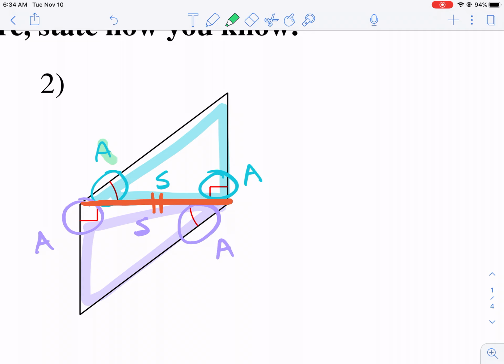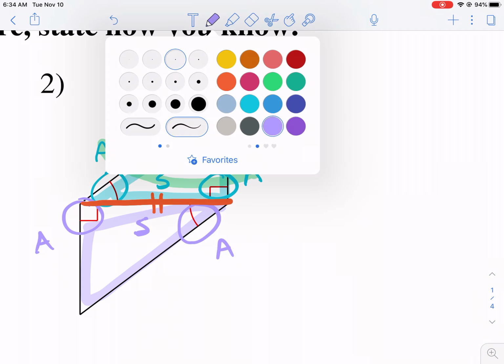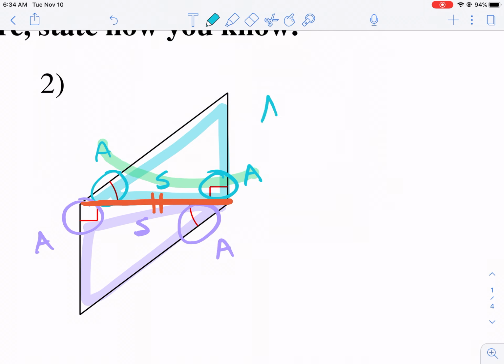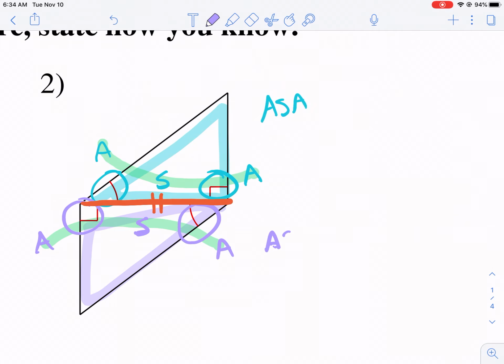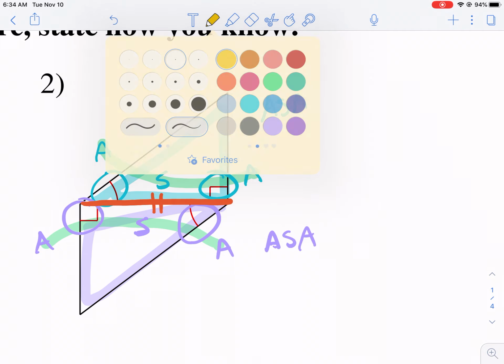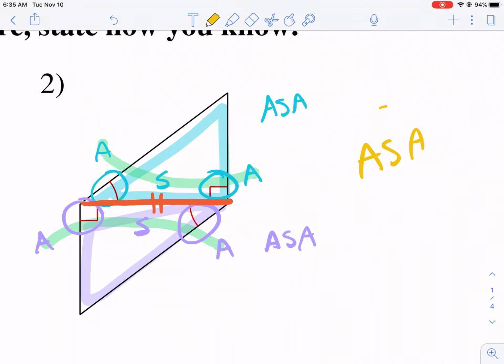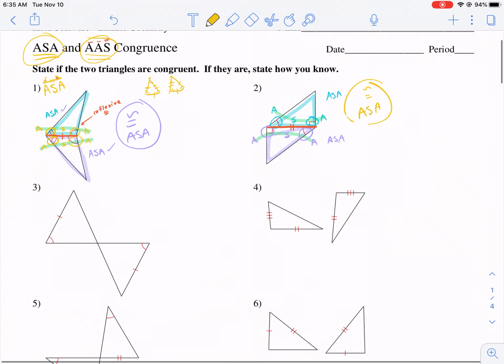So here we have, let's go around the other way, counterclockwise. We have ASA for the blue. Do we have the same thing for purple? And I think we do. We have ASA for purple. So guess what? These are congruent also because of ASA congruent. And we're done.